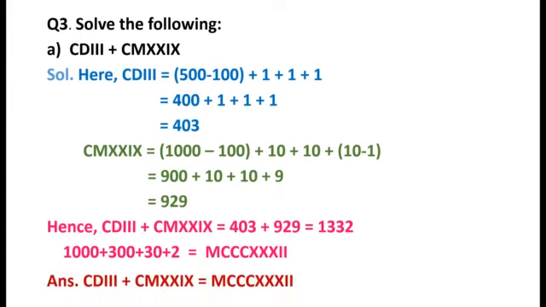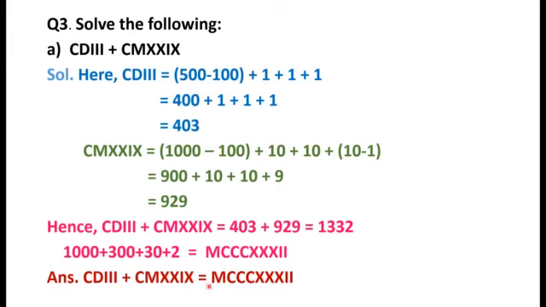Okay. So our answer is MCCCXXXII. So this is the addition of these Roman numerals. Okay.